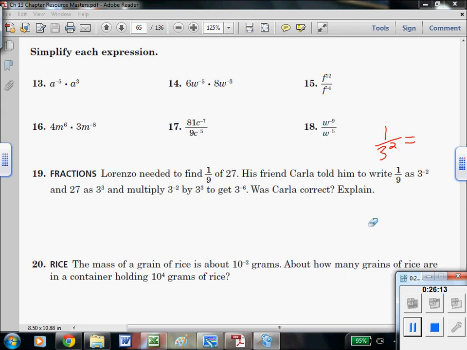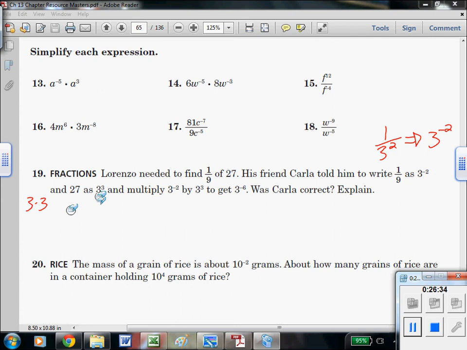Now, to move this to the top of our fraction, we can change that positive exponent to a negative exponent. So that becomes 3 to the negative 2 power. That means the same thing as 1 over 3 squared, or the same thing as this. So 3 to the negative 2 power is indeed the same thing as 1 over 9. So Carla is correct about that first conversion. Let's check her second conversion.